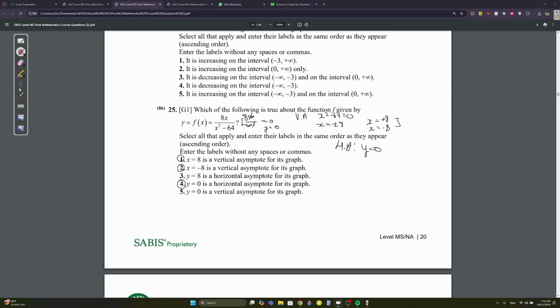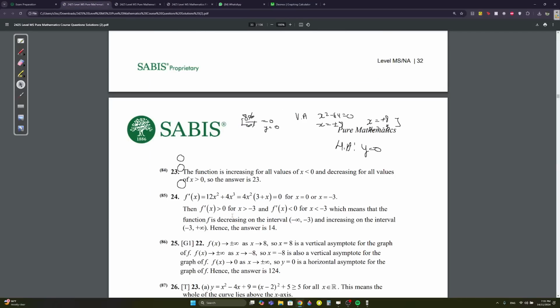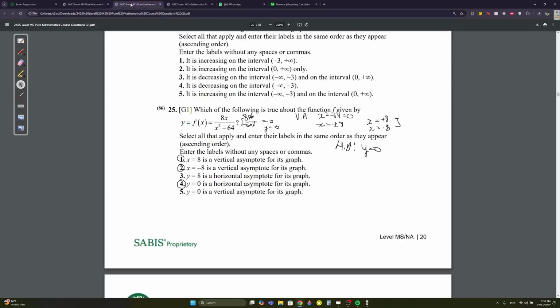So 1, 2, 4 will be my answer. Also, you can use the rule: if the power up is less than the power down, that means y equals 0 is your asymptote. So 1, 2, 4.